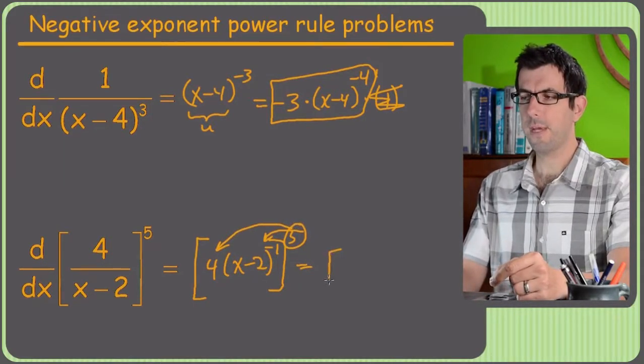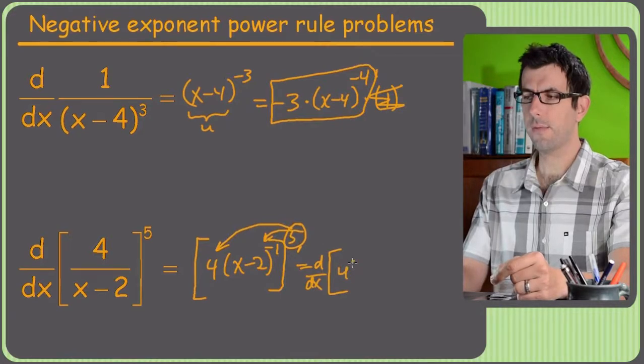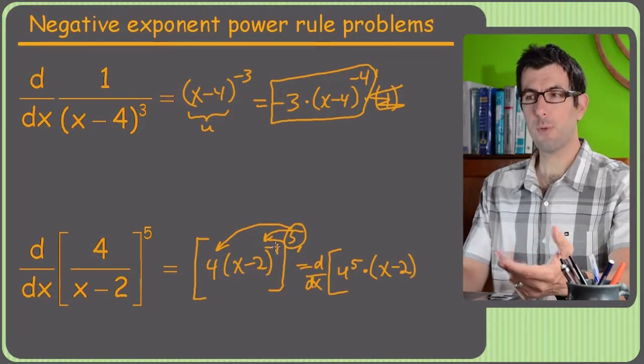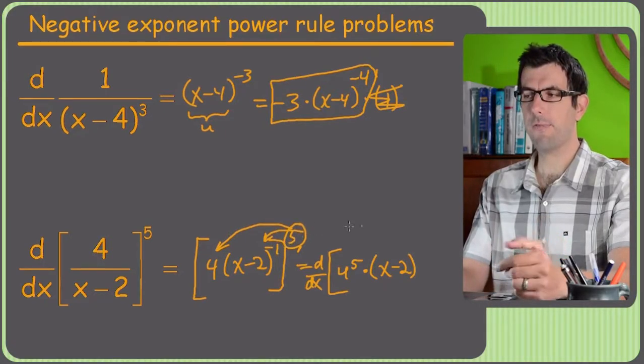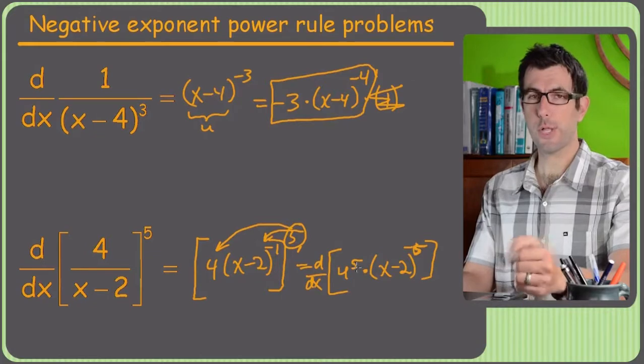So it's going to be the derivative now. Remember, this is all prime. So d over dx of 4 to the 5th times x minus 2. And then when we raise an exponent to an exponent, we multiply. So this is going to be a negative 5. Negative 1 times 5 is negative 5. It's our exponent. All right, so now this does look like a power rule.